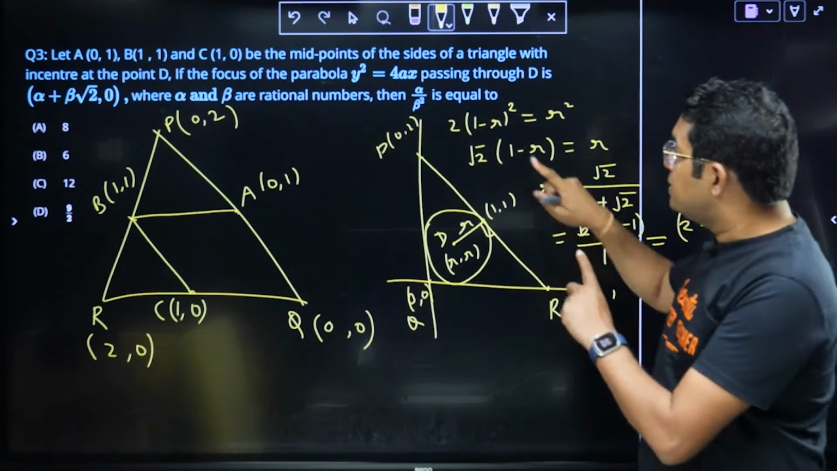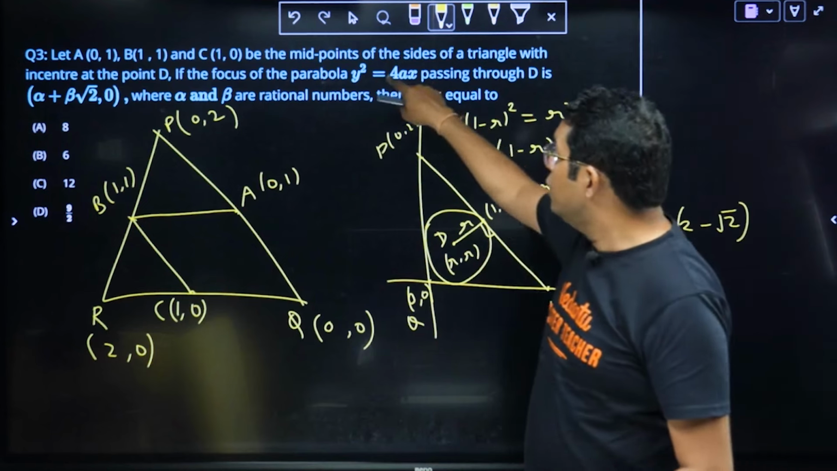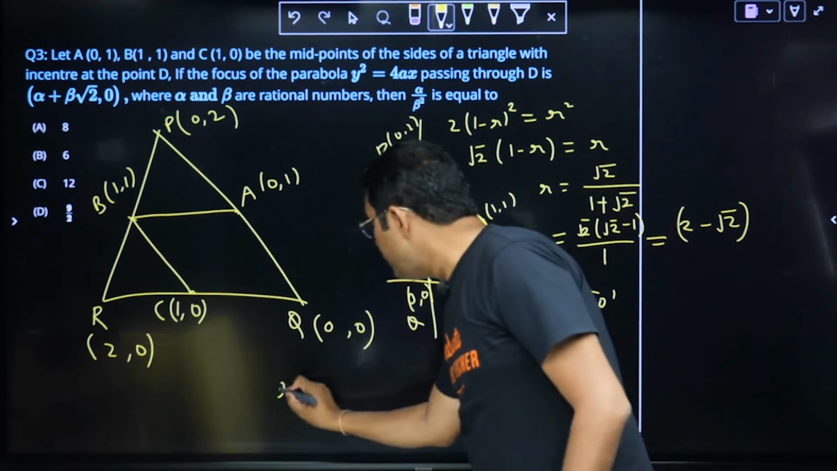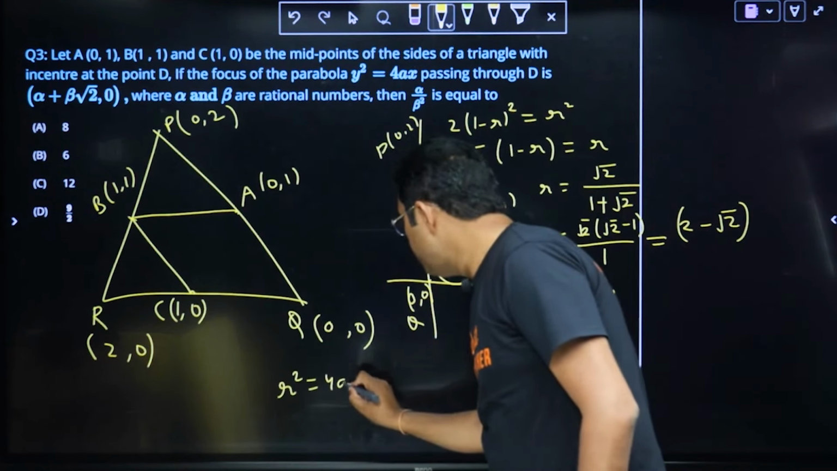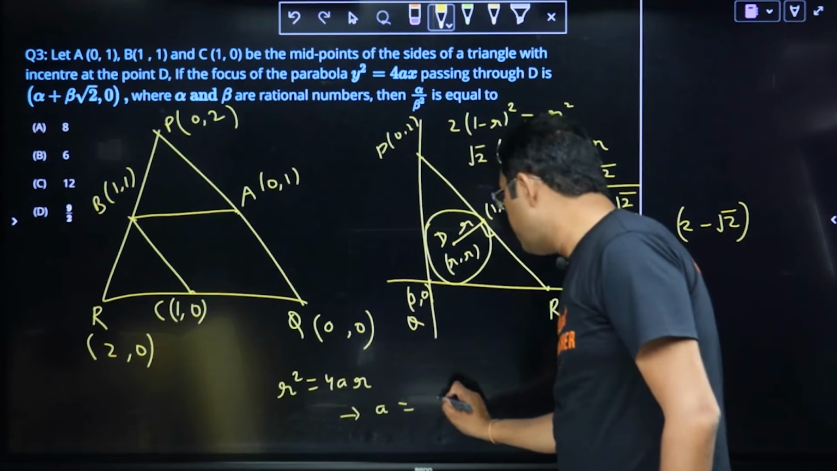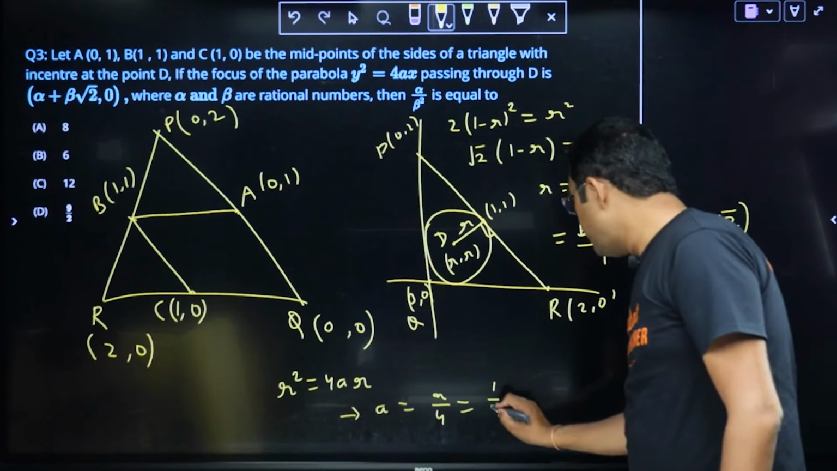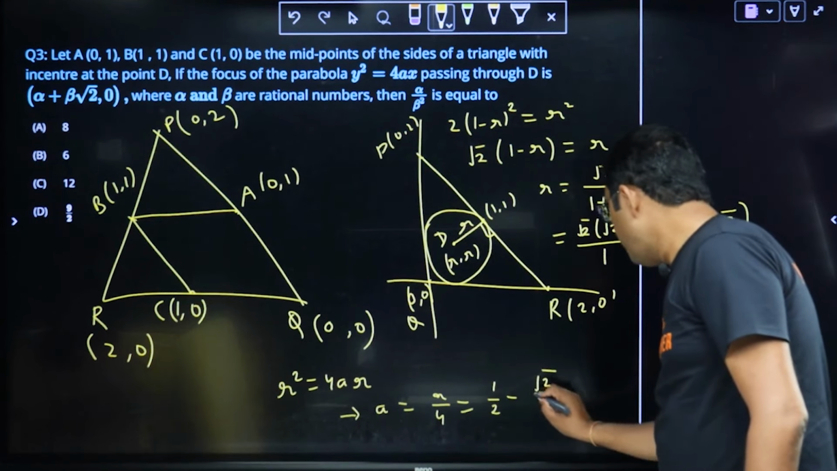Now they are saying this parabola is passing through D, whose coordinate is r comma r. So I'll put r comma r here. So we will be getting r square is equal to 4ar. One r will get cancelled. So the value of a will be equal to r upon 4. r is 2 minus root 2. So that is (2 minus root 2) upon 4.